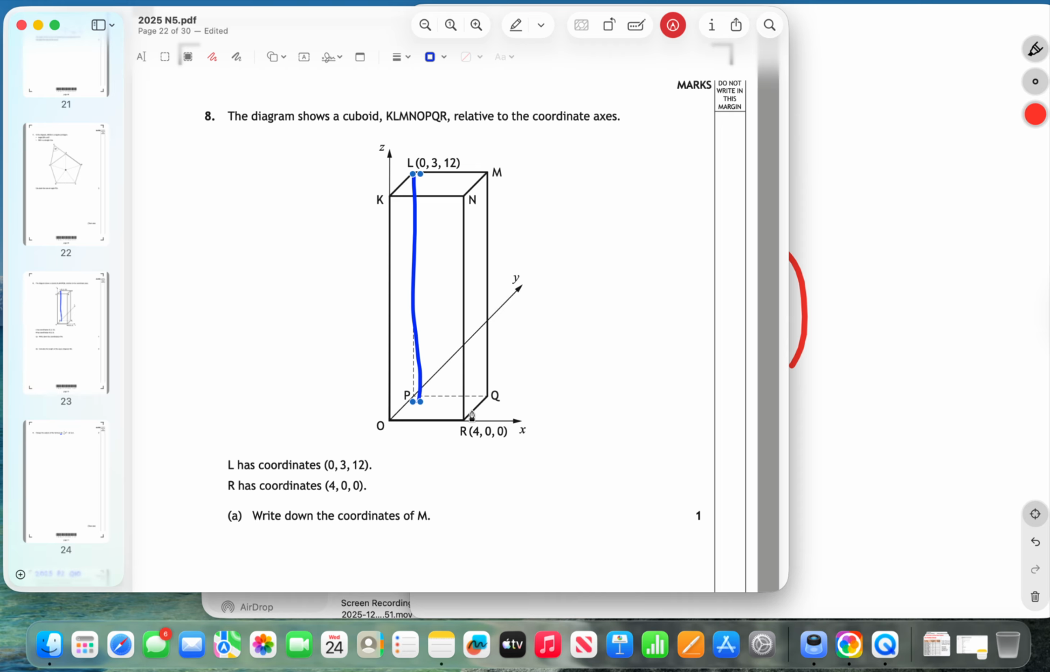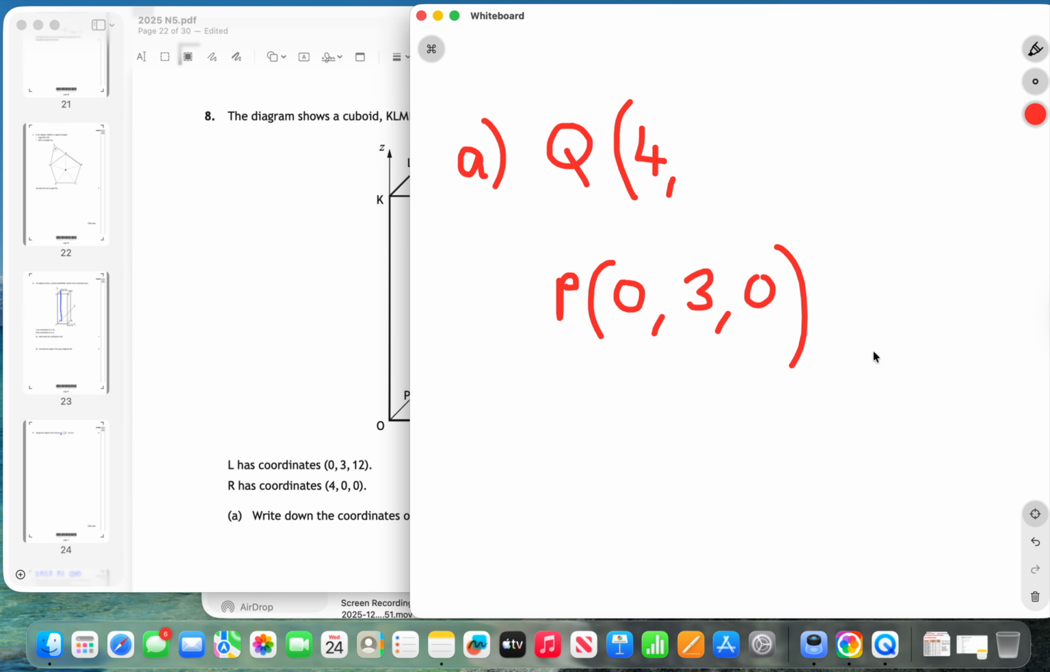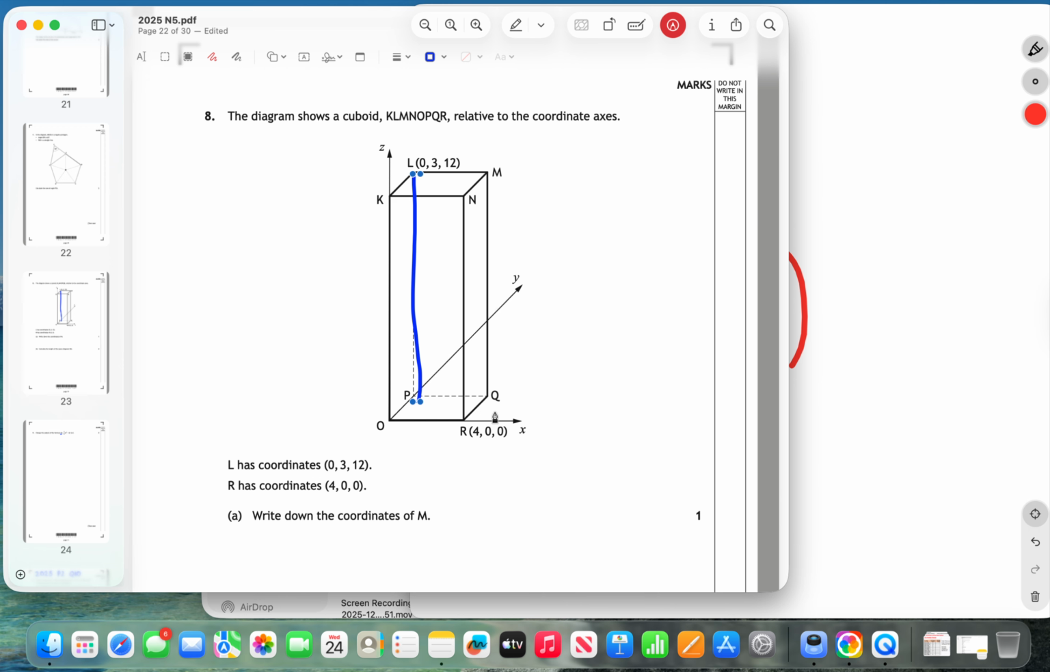And Q, RQ must be the same length as OP as we said. To go from O to P you go 3 along in the positive y-axis direction, so it's the same R to Q, so we go along 3. The y coordinate goes up by 3 and we don't move along the z-axis.